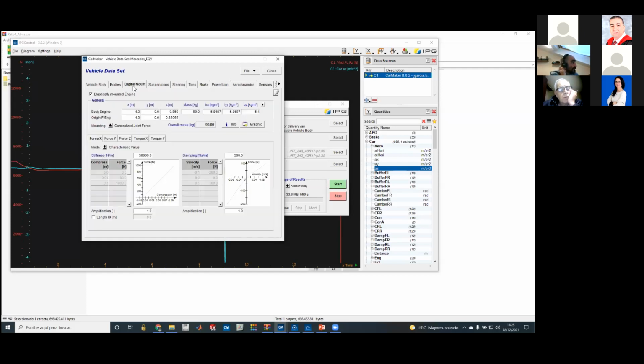The next elements are the engine mounts. And for the engine mounts, once again, I'm giving the mass of my engine and the inertia properties of my engine. Let me go slightly back to my prior presentation, here.